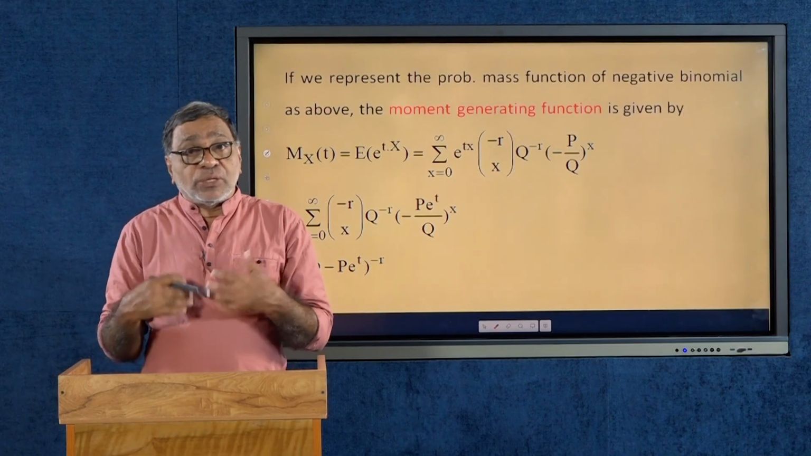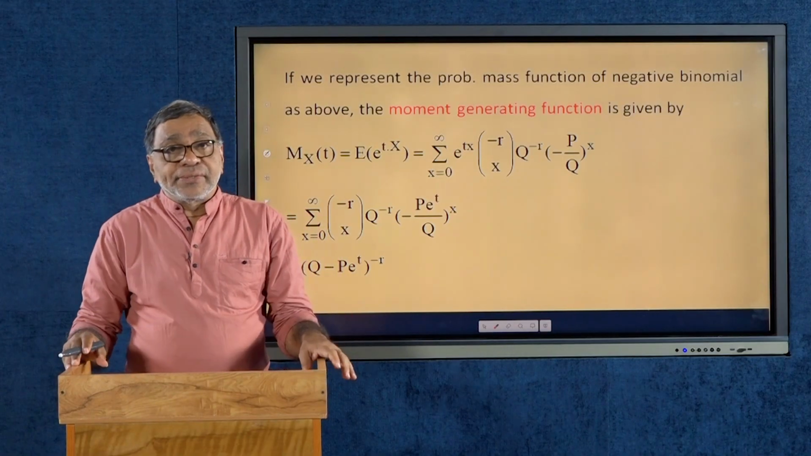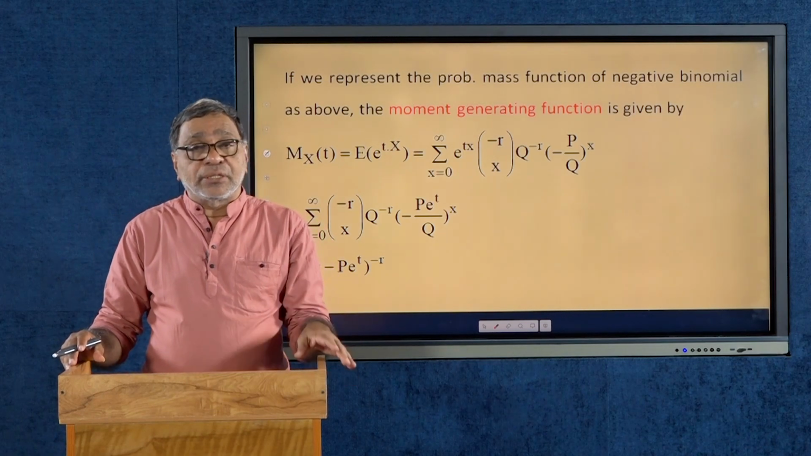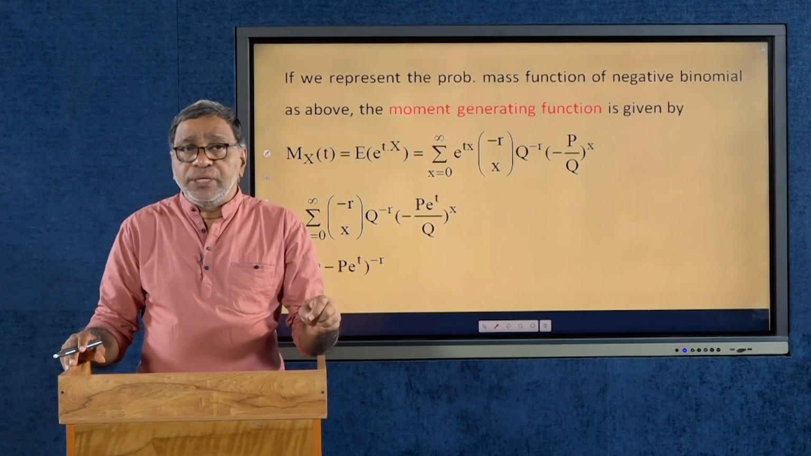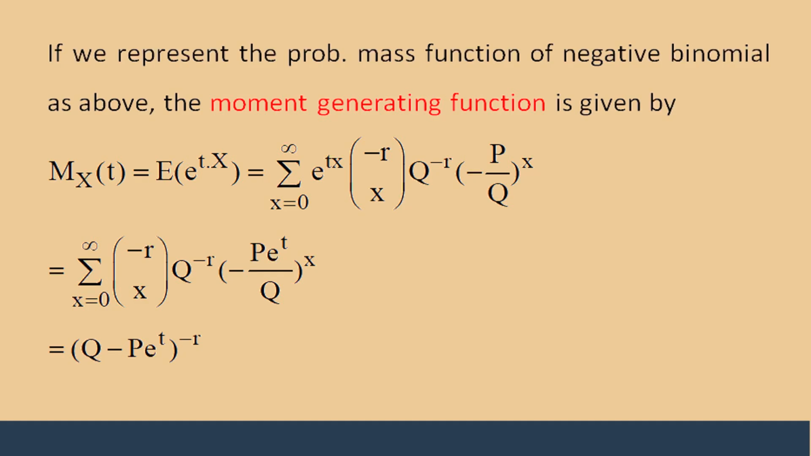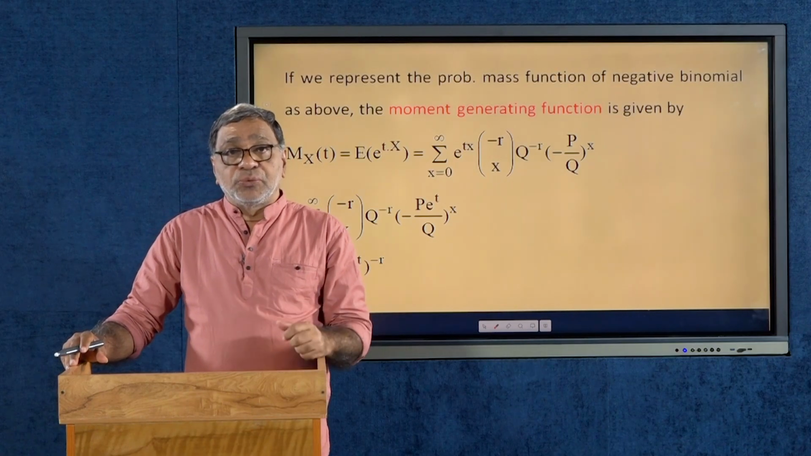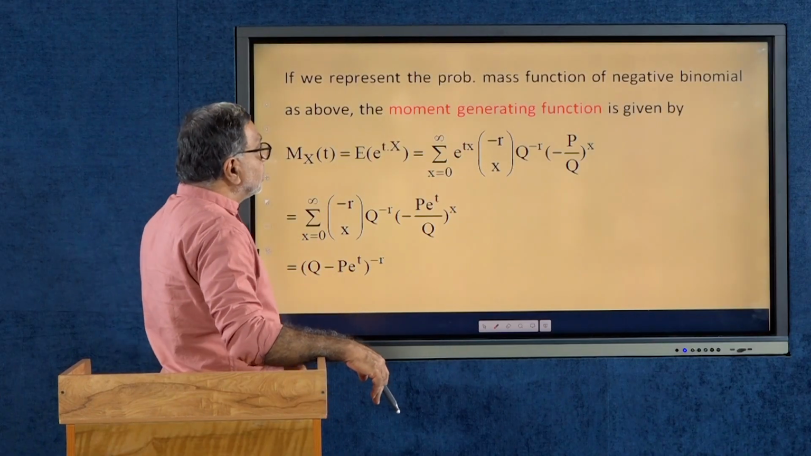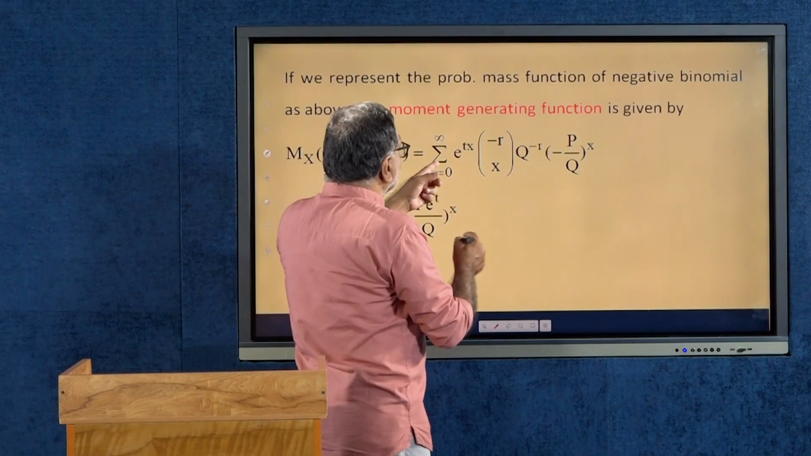Before going to the main problem, let me discuss the moment generating function. Already we obtained the moment generating function of the negative binomial distribution. But if we represent the probability mass function in this form, in terms of capital P and capital Q, how do we find the moment generating function? The moment generating function is the expectation of e^(tX), that is the sum over x of e^(tx).